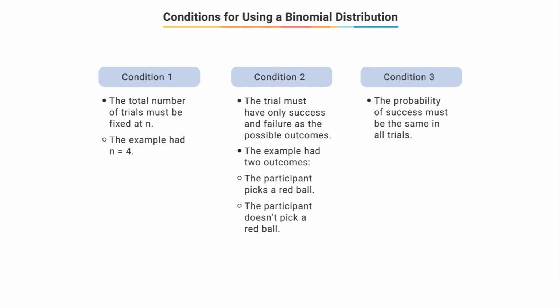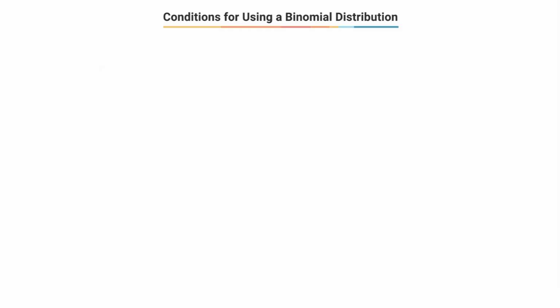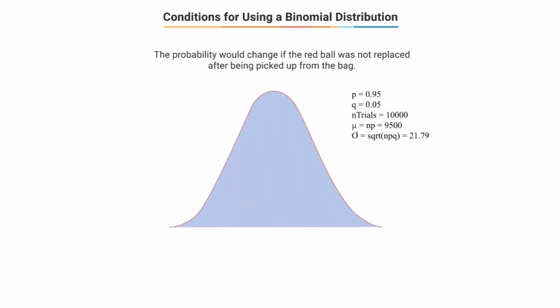The third and final condition is that the probability of success is the same in all trials, denoted by p. In our case, the probability of success when picking a red ball is always constant and equal to 2 by 3. Suppose we had taken the same scenario and had not been replacing the ball after picking it out the first time, then the probability would change when the participant would try to pick the second red ball. In that case, we would not be able to apply the binomial distribution.